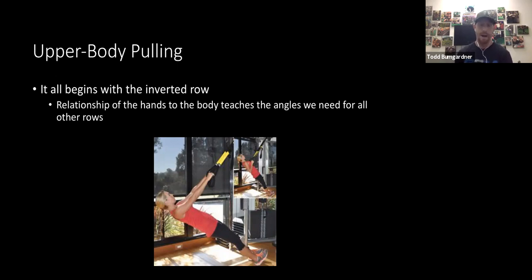That's where we start. So every row is essentially the same. A row is a row is a row. We're going to have the same angles, the same elbow angles, the same hand angles, everything. And if we can learn to do that with a simple inverted row, it carries over to everything else that we're going to do. It teaches all the angles for everything else.